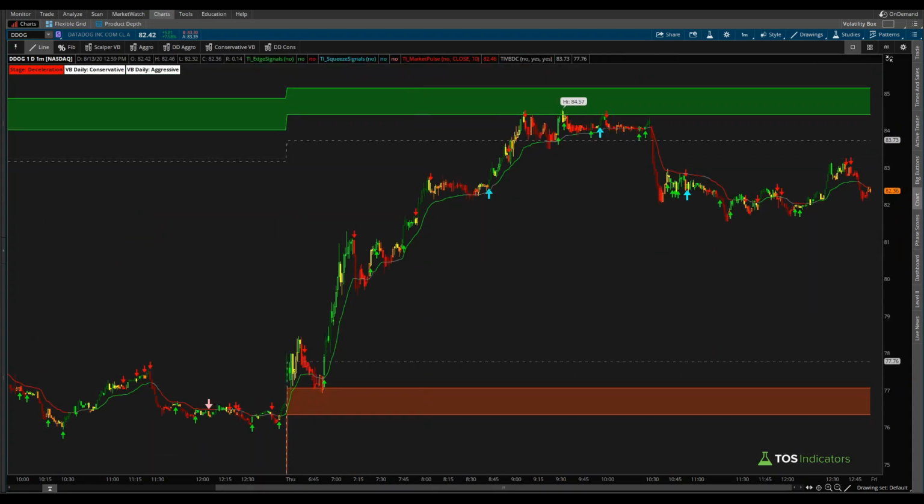Do we really see that this entire rally into Datadog, which again happened much quicker than I think most people would have expected, do we see that a little bit of that is sold off? And that's what we saw with Datadog today from our volatility box levels.